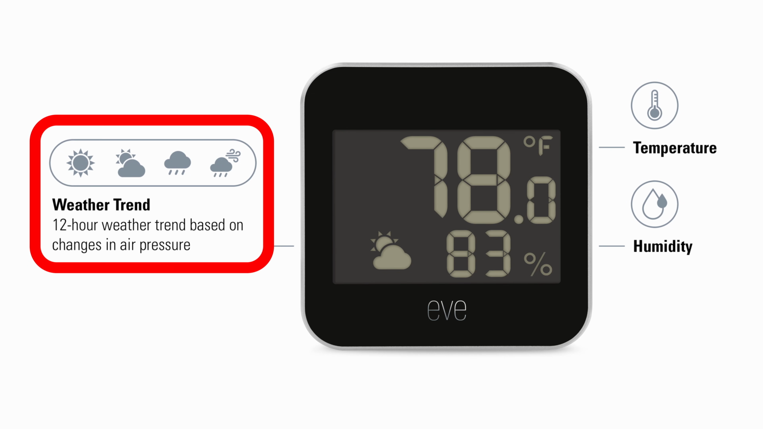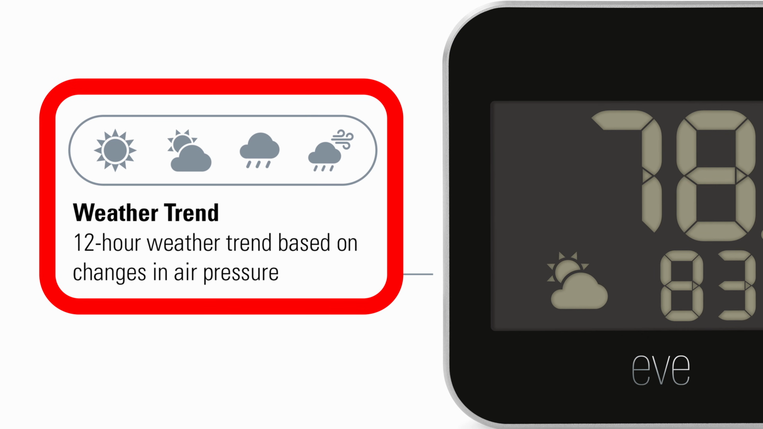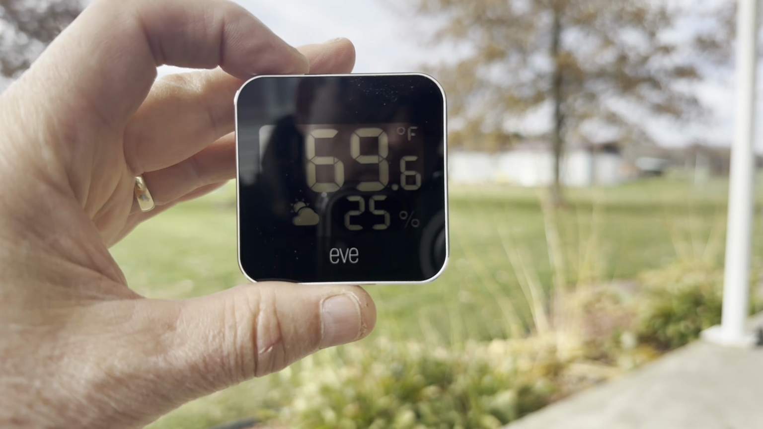Let's talk about the weather trend icons you'll see in the Eve app. Eve Weather constantly monitors barometric pressure changes over the preceding 12 hours. Based on the trend, it assigns one of four icons: a sunny icon for rising pressure, which indicates improving weather; a partly cloudy icon for stable or gently falling pressure, which suggests mild changes; a rain icon for rapidly dropping pressure, signaling unsettled weather; and a storm icon for steep pressure drops, warning of more intense weather changes. These icons are displayed on the Eve device, giving you a quick sense of the trend at a glance.